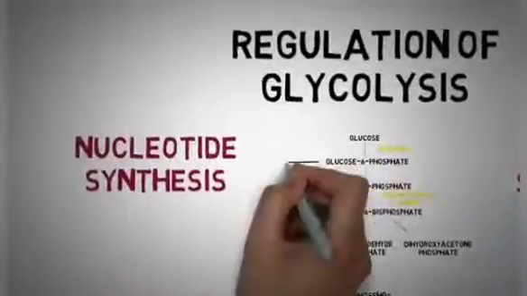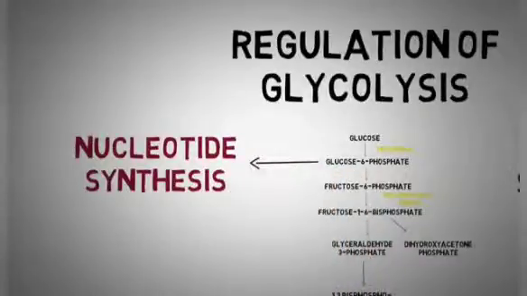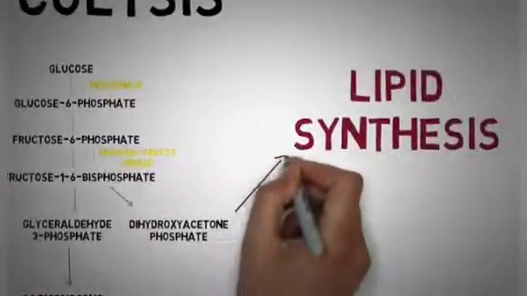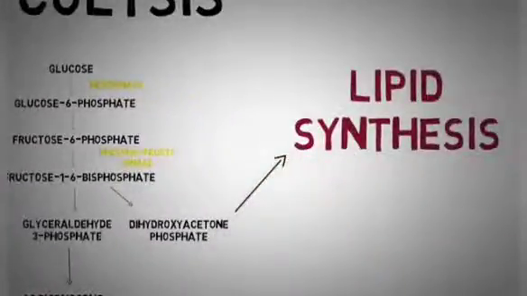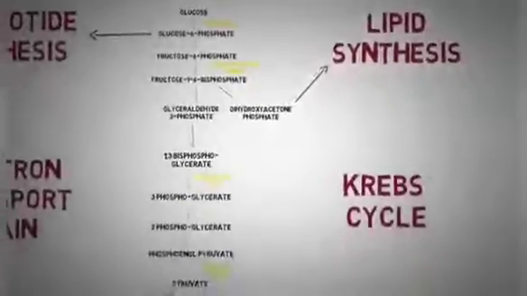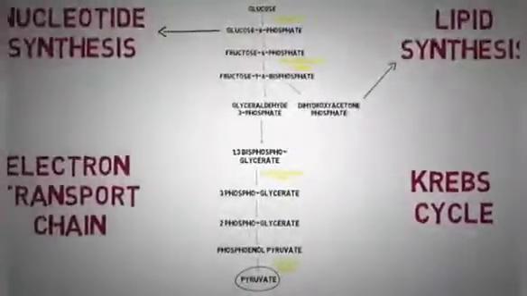For example, glucose 6-phosphate is used to make building blocks of DNA, the nucleotides. Dihydroxyacetone phosphate is used to make glycerol, which is a very important substance for making essential lipids in our body. Pyruvate is important for production of cholesterol and fatty acids. And glycolysis is also very important for the generation of energy.